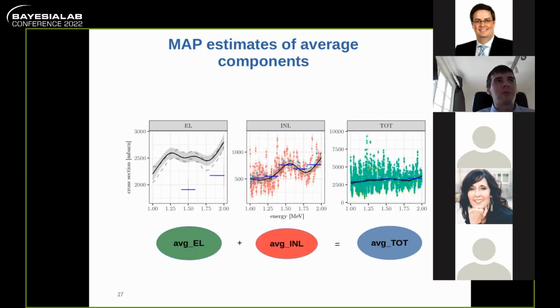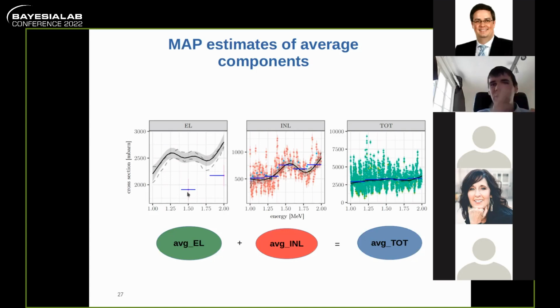And finally, some results to show that it works as expected if you use reasonable assumptions. Here you see again the elastic estimate, the maximum a posteriori estimate of the elastic cross-section, the inelastic one and the total one, and as a comparison, also the binned averages of the experiment data, which are shown here as blue horizontal lines. And for the inelastic and the total cross-section, the MAP estimate closely follows the binned averages, which is really nice. This is what we expect. But you also see that this is not the case for the elastic cross-section.